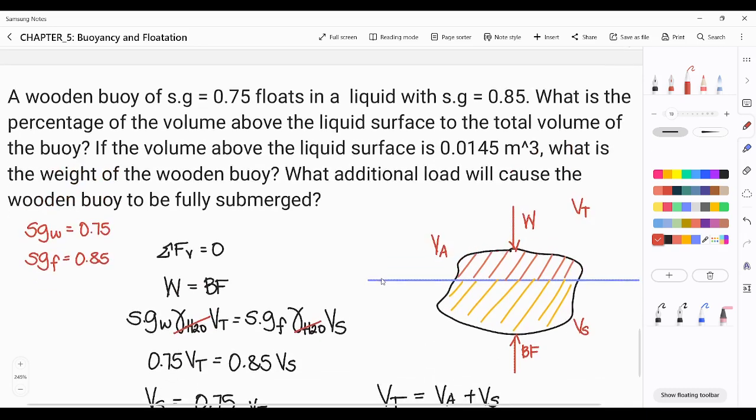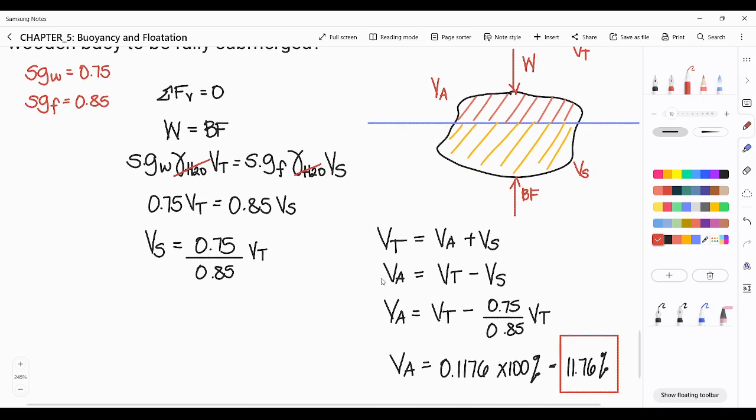So, may pinapahanap pa. If the volume above the liquid surface is 0.0145 cubic meters, what is the weight of the wooden buoy? So, may binigay ng volume above. Sige, sulat natin.